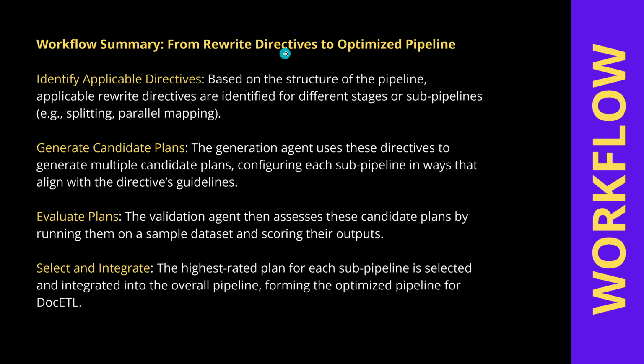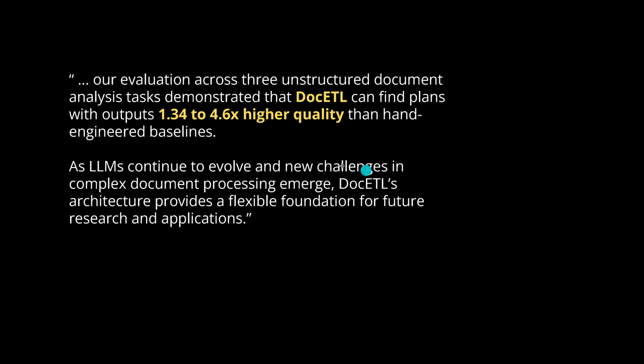Okay, so from the rewrite directive to the optimized pipeline: identify all the applicable directives, generate the specific candidate plans, evaluate each and every plan, select and integrate then the best plan. And finally, in the words of the authors from Berkeley: our evaluation across 3 unstructured document analysis tasks demonstrated that our new DocETL can find plans with outputs 1.3 to 4.6 times higher quality than hand-engineered baselines.